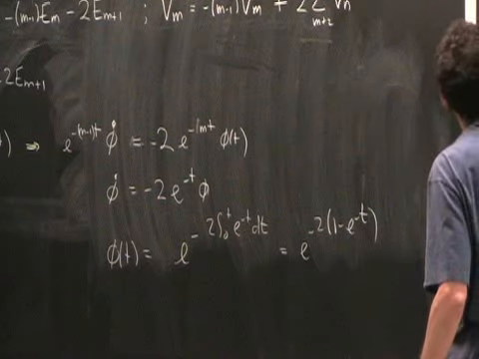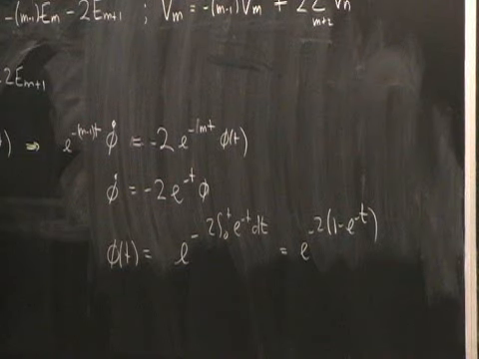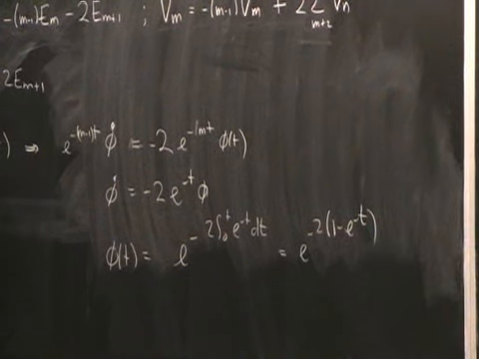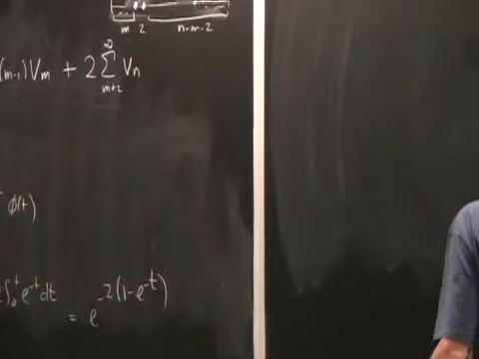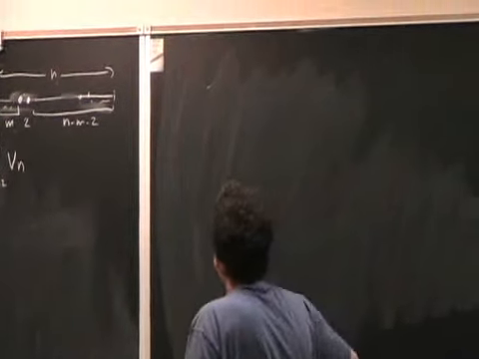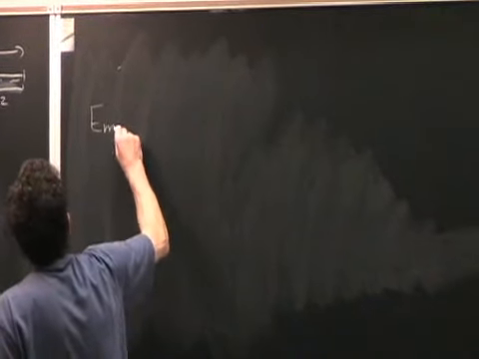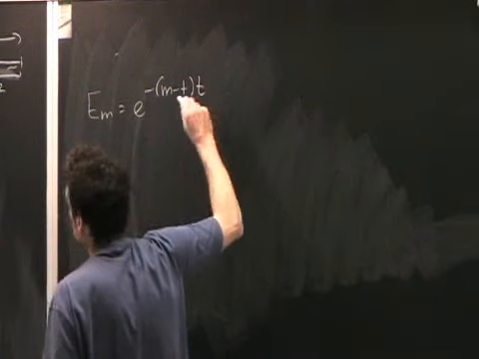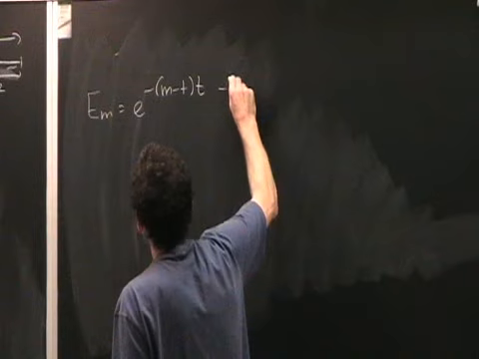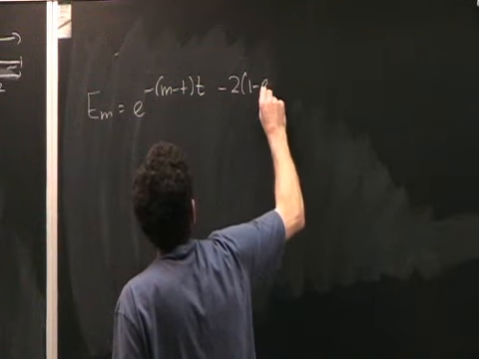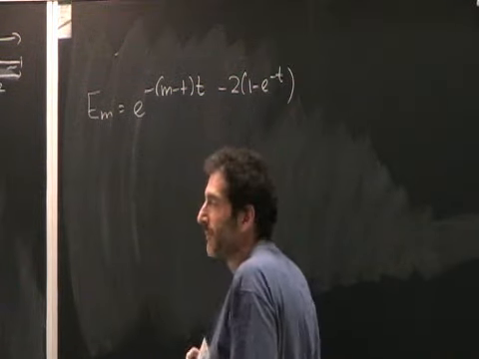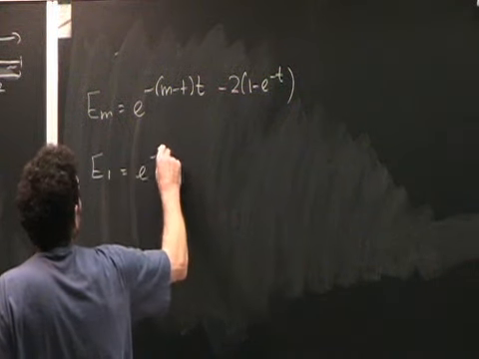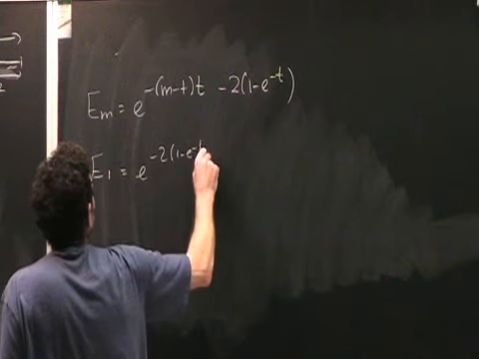Okay, so now we're almost done. And you see that there's an e to the minus 2 here that might be reminiscent of this Flory number. So what we have then is E_m equals e to the minus (m minus 1)t minus 2(1 minus e to the minus t). In particular, E_1 equals e to the minus 2(1 minus e to the minus t).